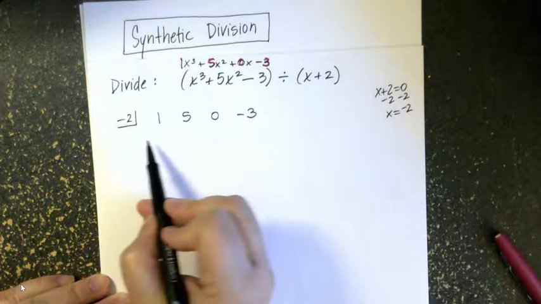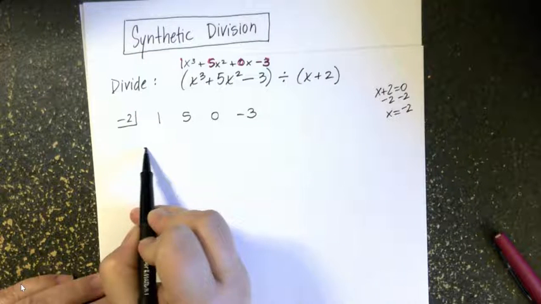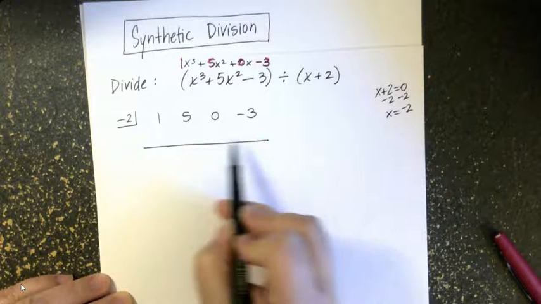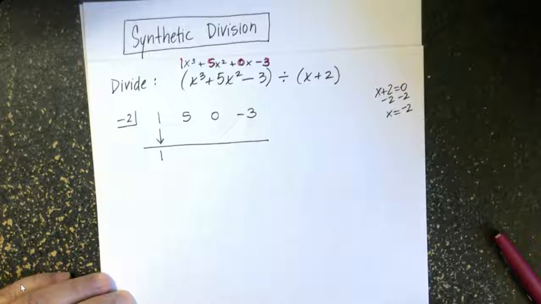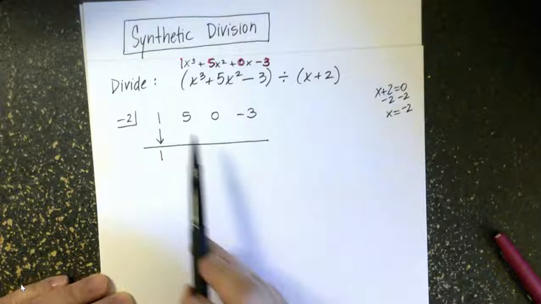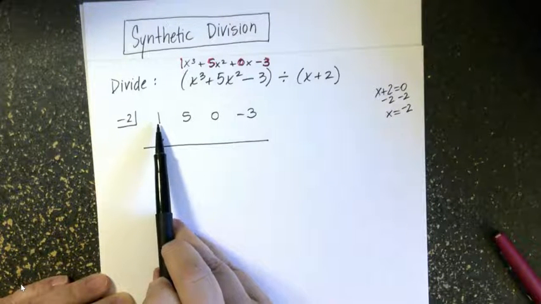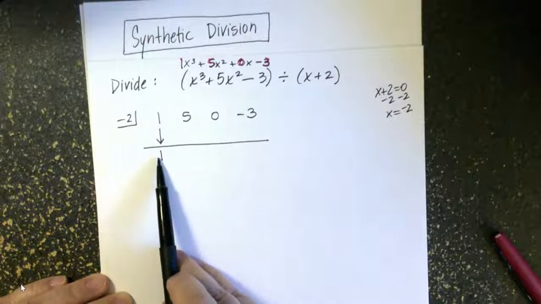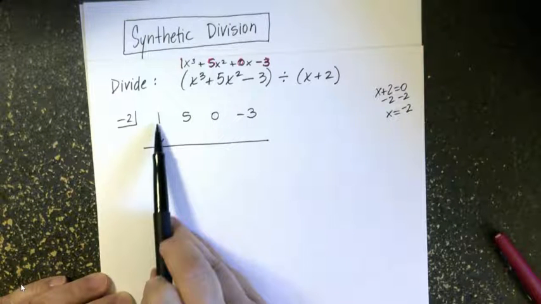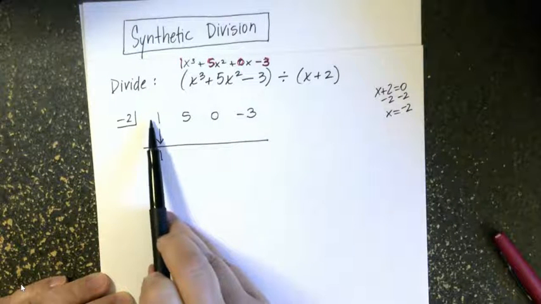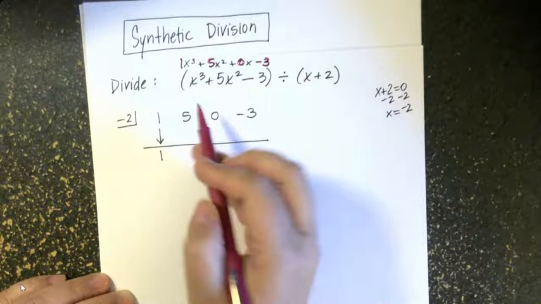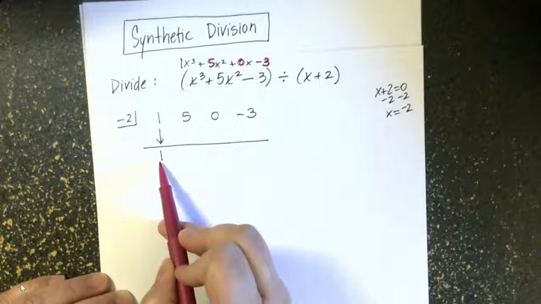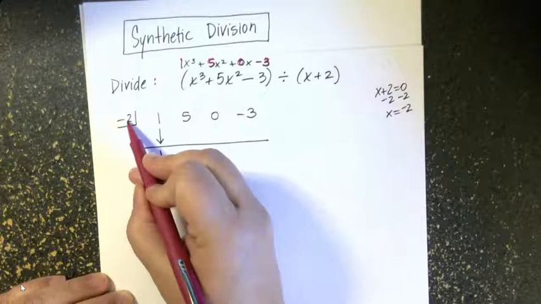Then I'm going to leave room for another row of numbers and then have a horizontal line. And finally, I'm going to bring this number down to start. One thing to notice is a lot of problems have a 1 here, and so sometimes students think it always starts with 1 here. Not necessarily. You're bringing down whatever the leading coefficient is. So if it were 4 here, then it would be a 4 here.